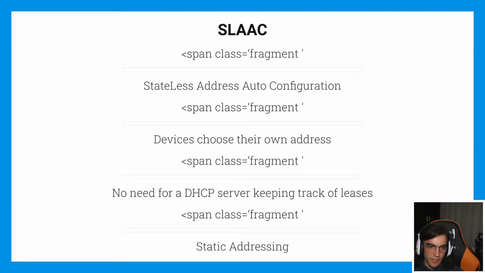SLAAC stands for Stateless Address Auto Configuration, and it lets devices choose their own IP address instead of relying on a DHCP server on your router to keep track of the leases. This is desirable because there's just less configuration to do, and devices choose their own IP address. So all the router does is that it announces the prefix, which is the first few bits of the address that identify the subnet, and then a computer can choose its own address.